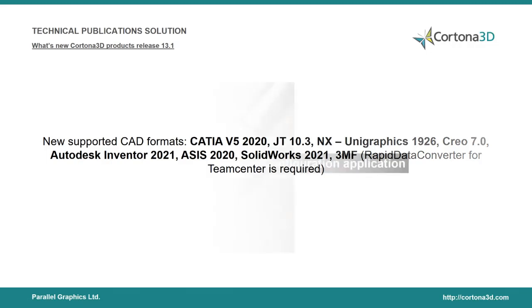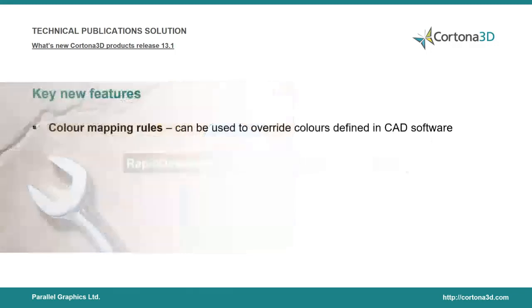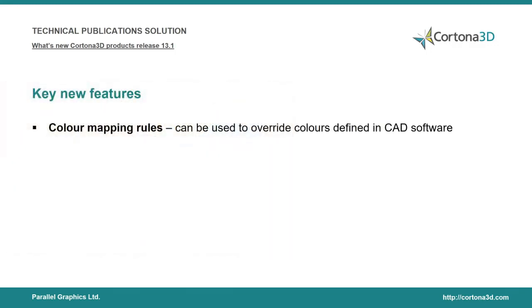Okay, next subject, Rapid Developer, and specifically Rapid Configuration Application. As you may know, there is a way to reassign colors of 3D objects within RapidAuthor. Now you can override colors via import profile. If for some reason changing colors in RapidAuthor doesn't suit you, this can be done upon import.